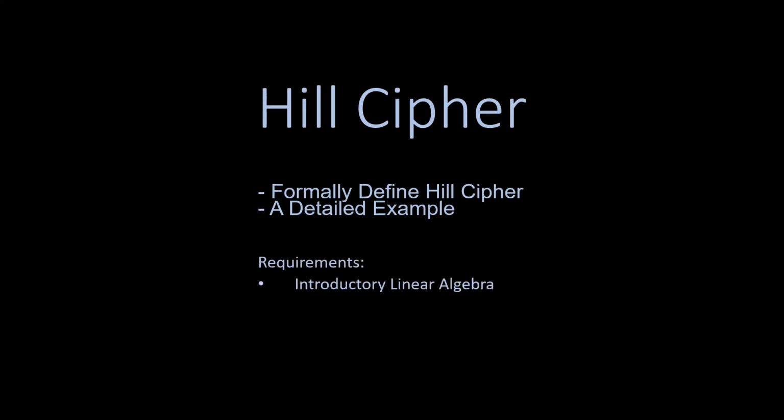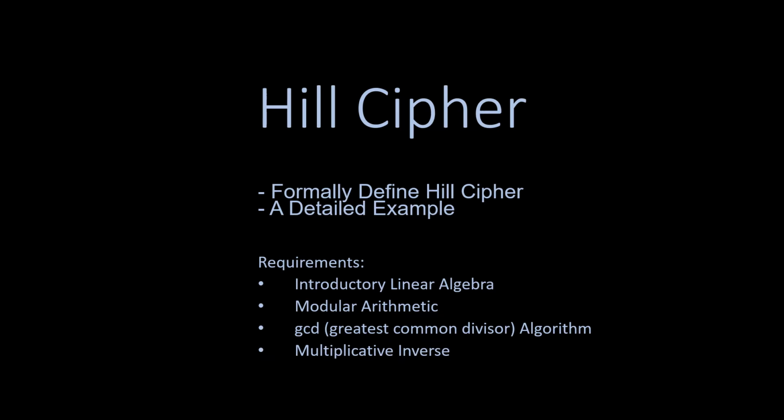These concepts are linear algebra, we're going to see matrix multiplication later on, modular arithmetic, the GCD algorithm, given two integers, how can we find the GCD of those two numbers, and multiplicative inverse and finding a particular multiplicative inverse of an element in modulus M. Before giving the definition of Hill Cipher, we are going over a quick background and then we're going to see the definition.